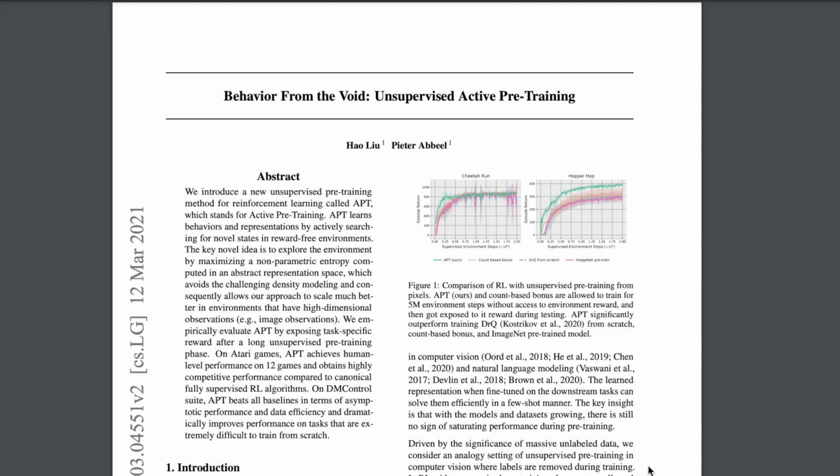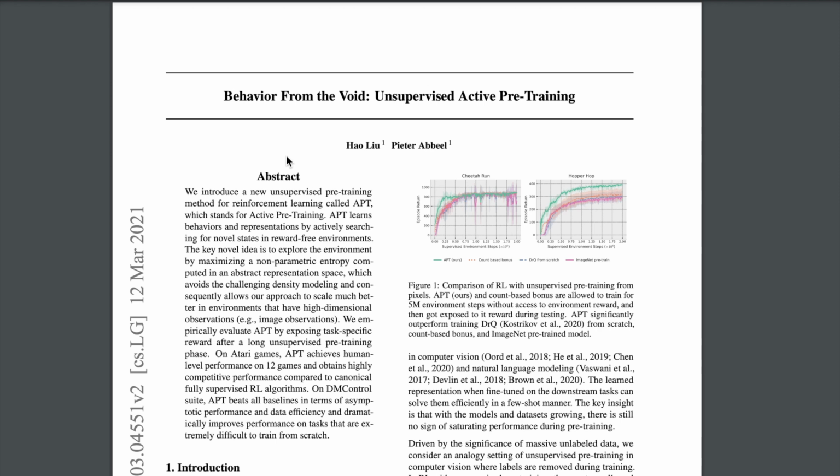In CURL, what you do is you take in the high-dimensional pixel inputs and you map them to two separate update functions. So it's a multitask learning framework where on one end you have the MoCo-style contrastive task, and then you have the Q-learning updates. The gradients flow back through the representation from both loss functions. So the idea behind Behavior from the Void, Unsupervised Active Pre-Training, is to use contrastive learning to facilitate the exploration problem in reinforcement learning, as well as doing this unsupervised representation learning in the pre-training.